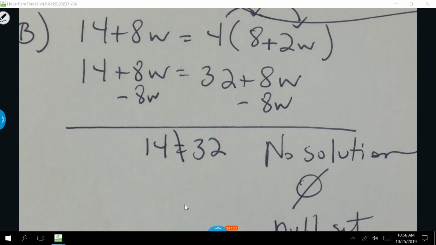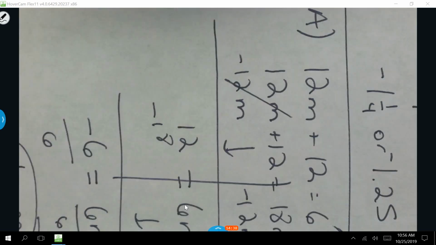So you don't even have to check those. So in your work for today, number 11 is a word problem. It has an answer. It's multiple choice. 6 have solutions. 2 are no solution. 2 are identities. Okay, so 6 are just plain old multi-step equations. 2 have no solution. 2 are identities.